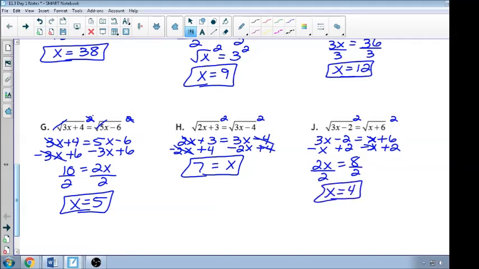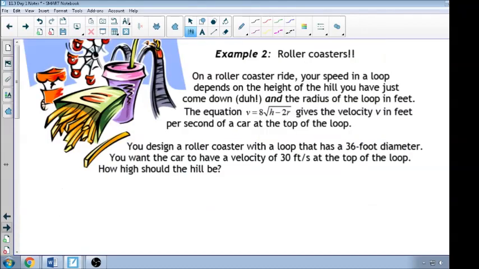That is solving radical equations. If you have any questions on that portion of this assignment, please make sure you let me know. Come in before school, come in early before class, ask me while I'm at the board, whatever you need to do. Just make sure you get some help if you are confused by any of that. Okay? Let's go ahead and move on to the back real quick.